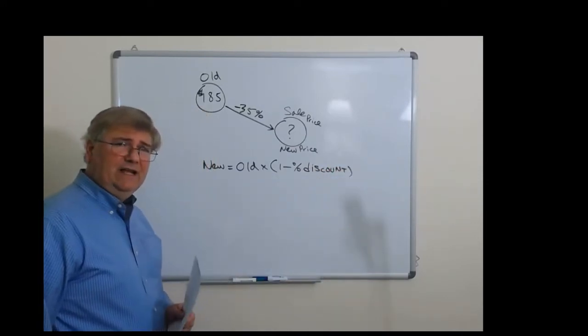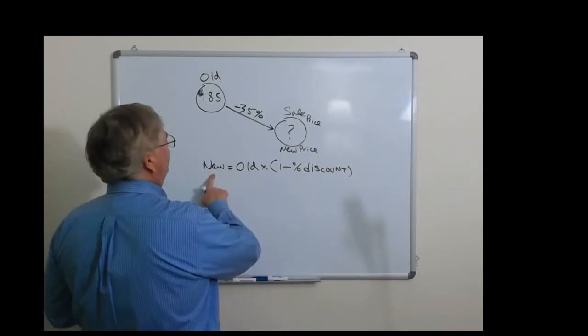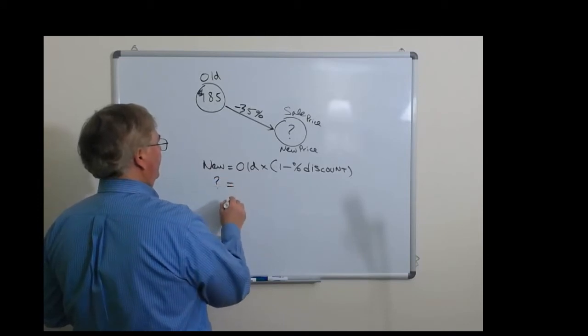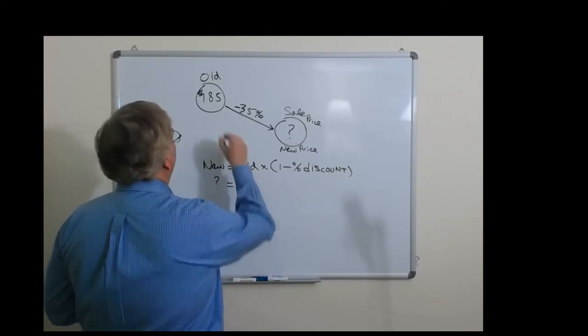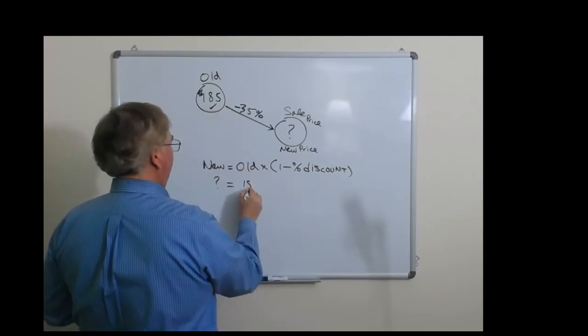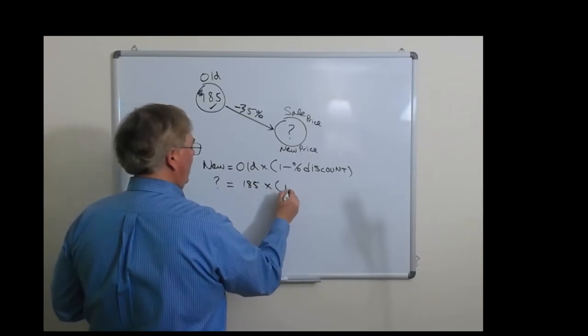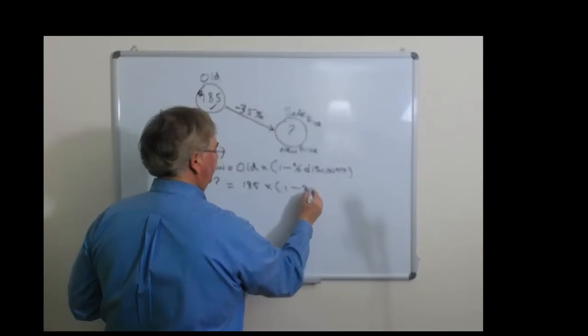Easy enough. Let's plug in some of the numbers we're given. Do we know the new price? No. We're still looking for that. We're trying to solve for that. Do we know the old price? Yes. $185. Multiplied by 1 minus the percentage discount, 35% off.